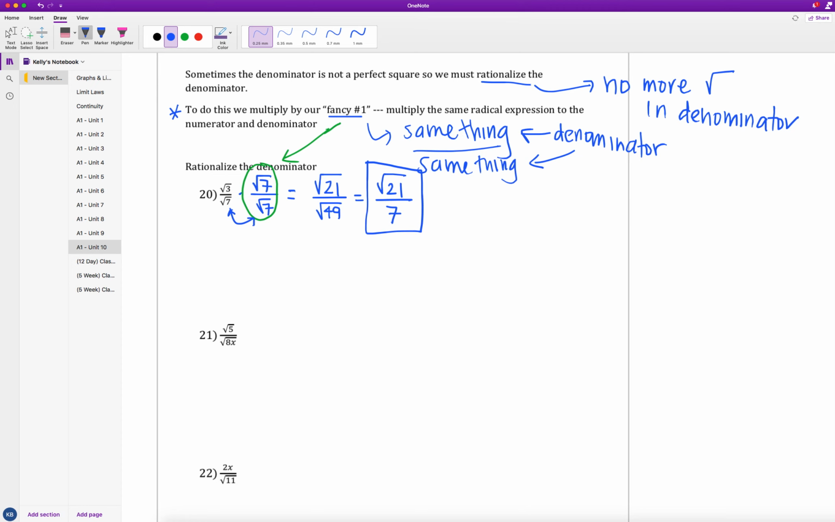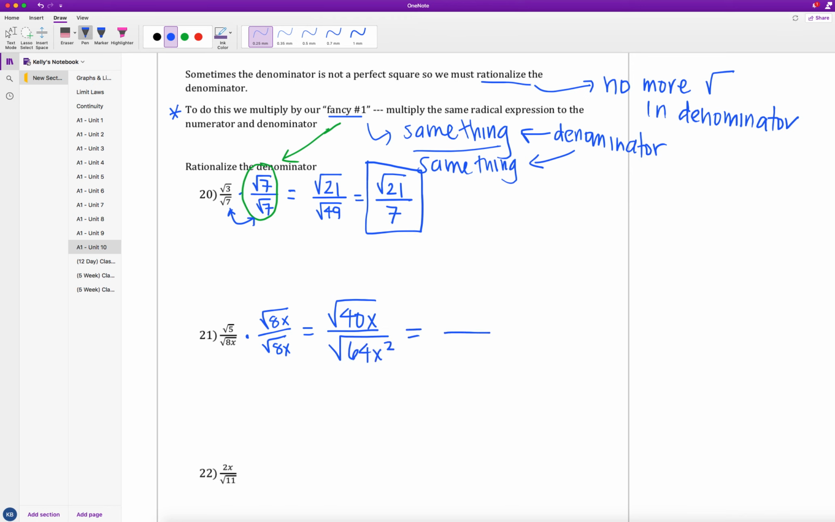So in example 21, we have the square root of 5 over the square root of 8x. Here, I want to get rid of the radical in the denominator, so I'm going to multiply by itself. So multiply by the square root of 8x, so then I have to multiply by that on top. So here's our fancy number 1. When we simplify this down, since I have 2 square roots on top, I can multiply those and get the square root of 40x, over in the denominator, 8x times 8x would give us 64x squared.